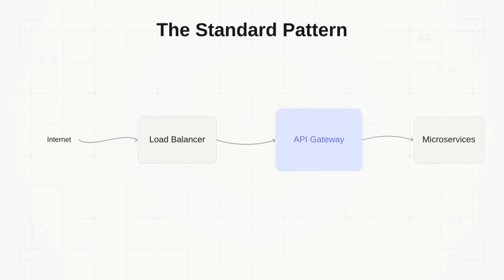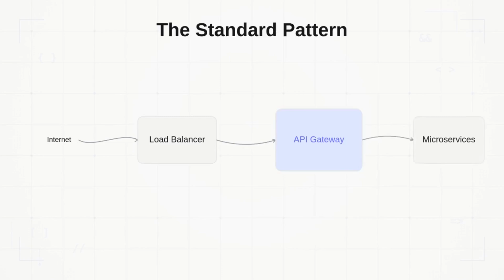In a real-world architecture, you don't usually choose one over the other. You use both in a chain. First, a layer 4 load balancer receives the massive volume of raw traffic from the internet. Its job is to distribute that load across a cluster of API gateways. This ensures that the gateway itself can scale horizontally. Once the request hits the API gateway, the heavy lifting of authentication and routing happens. The gateway then sends the validated request to the specific microservice that needs to handle it.